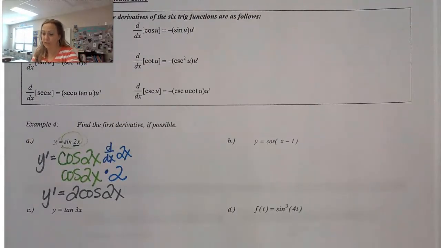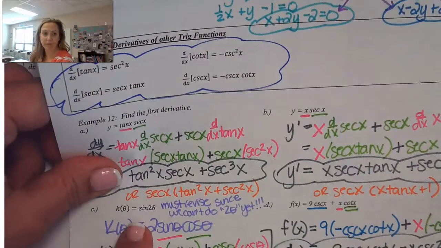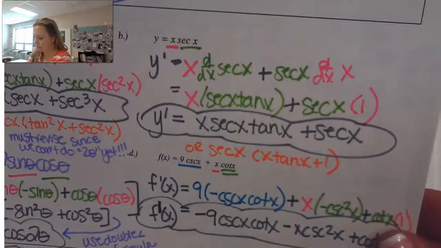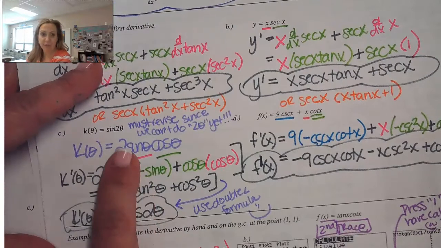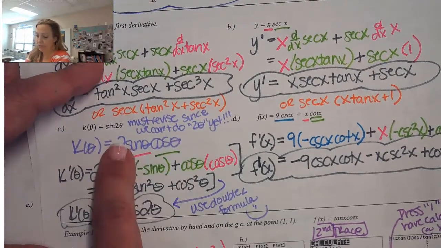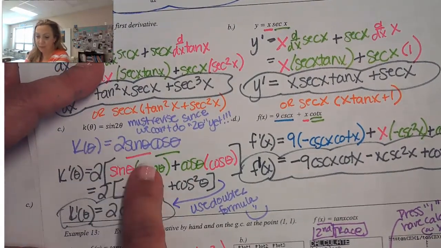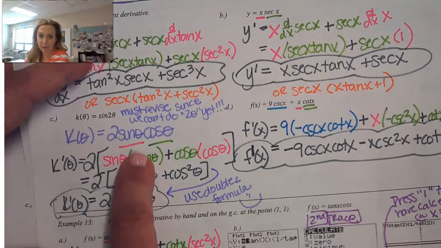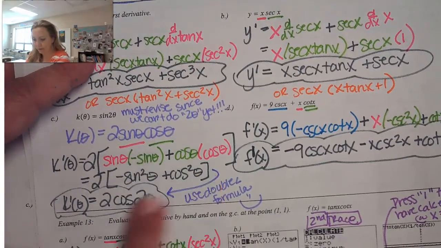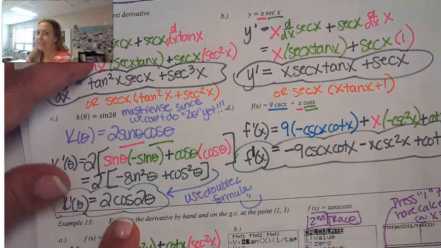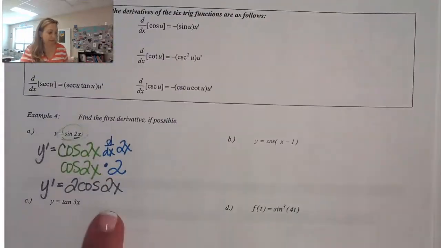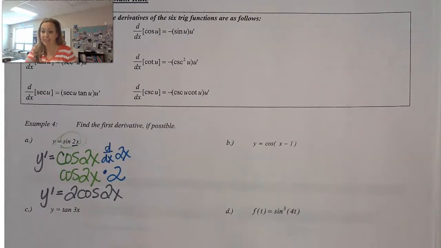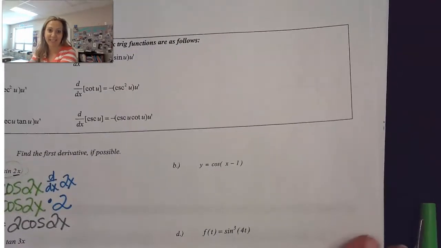So I want to go back and show you what we had to do before. Remember, this was back in, I think, 2-3, where we had the sine of 2 theta, and we couldn't do the 2 theta yet, so we had to rewrite it using the double angle formula, and then we had to use the product rule. You can see that now that we know the chain rule, that makes this a lot easier to do, doesn't it? So that's pretty exciting.